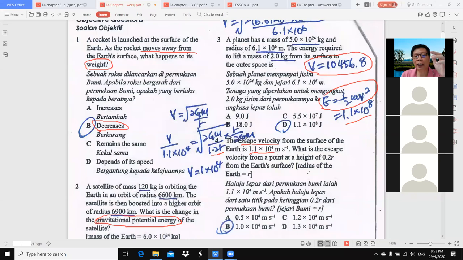Okay, so use the ratio method. This is the new velocity you want to find, divided by the original escape velocity, equal to the same formula, but the r is 1.2 r because you add another 0.2, divided by this formula, change to multiply, you tabulate. Now cancel the r. Use a calculator to press the value here, then cross over, then you get this answer, 1 × 10⁴. So the answer is B.